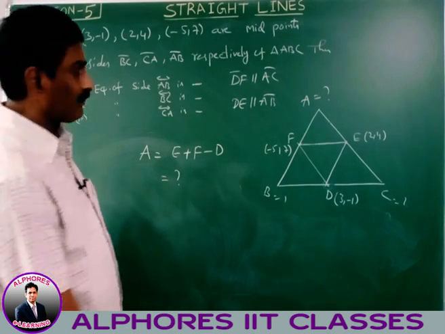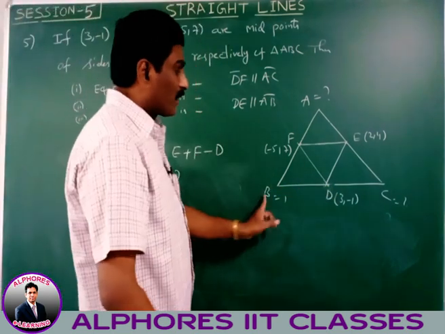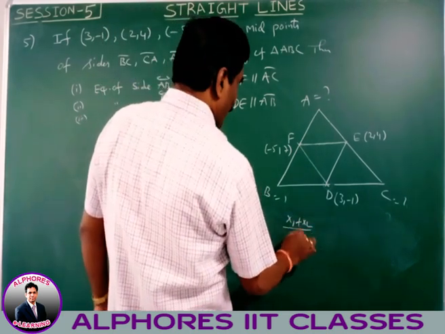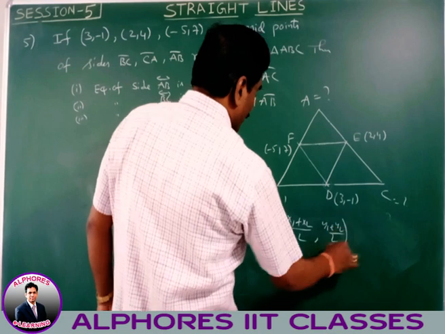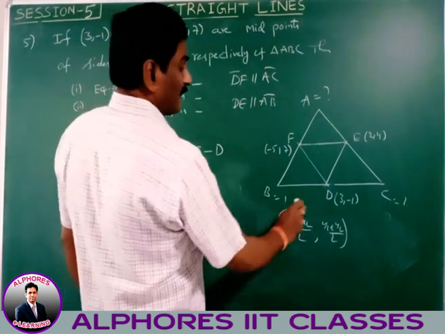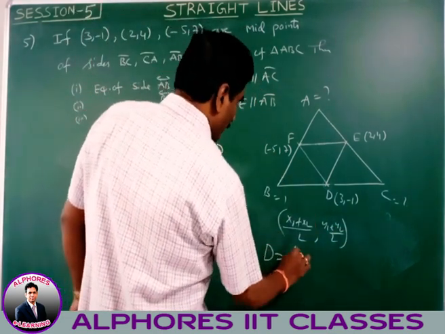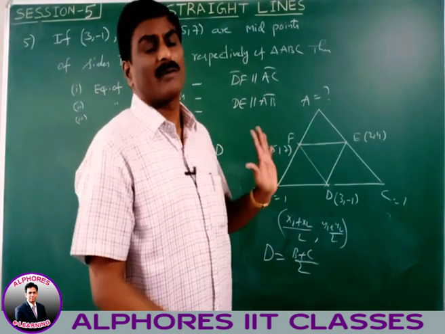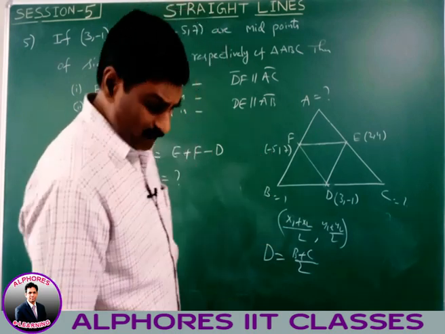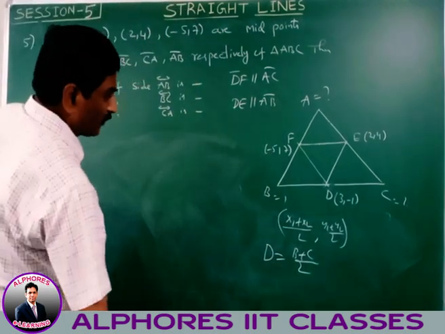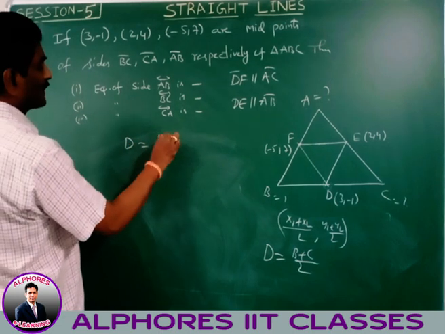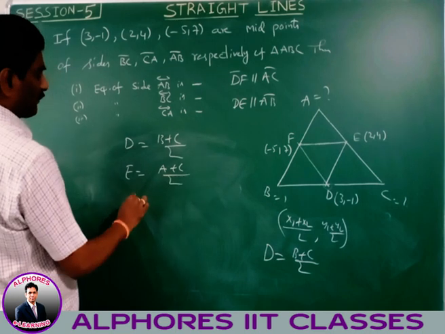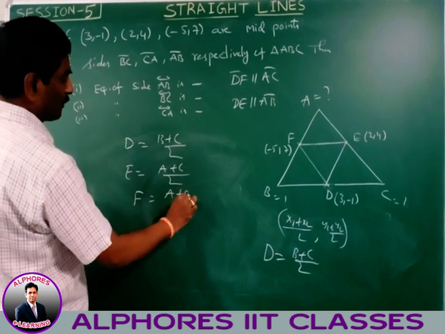Please observe this value. Here D is the midpoint of BC. Midpoint means (x1 plus x2) by 2, (y1 plus y2) by 2. It is the midpoint formula. Simply, this can be denoted by D is equal to (B plus C) by 2. Here, D is the midpoint. What is that value? D is equal to (B plus C) by 2. Next, E is equal to (A plus C) by 2. F is equal to what? (A plus B) by 2.